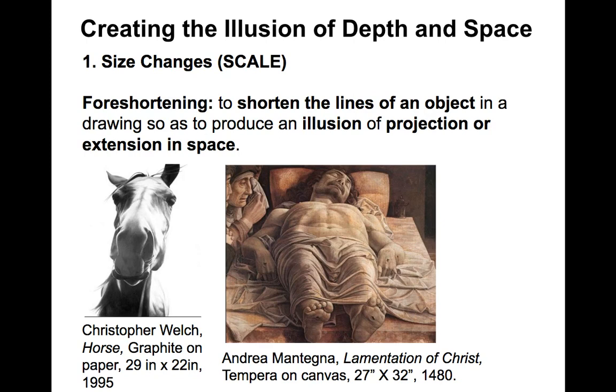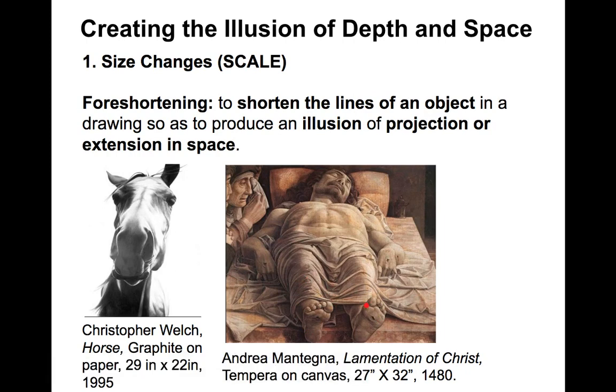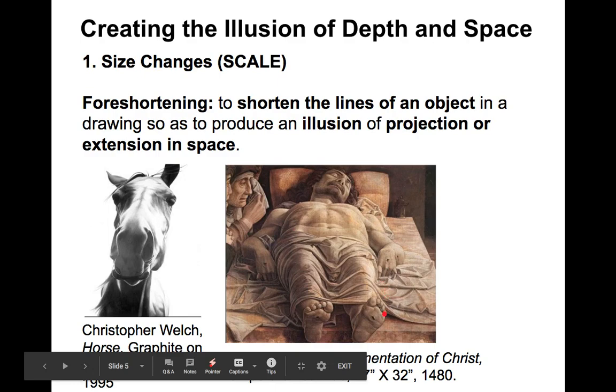is three-dimensional. This is a painting by Mantegna, a very famous painting of the Lamentation of Christ. Notably, the feet in this painting were actually reduced in size because in foreshortening they would be much, much bigger, and it would be kind of an awkward painting to have bigger feet. So the artist took the liberty to scale down the feet.